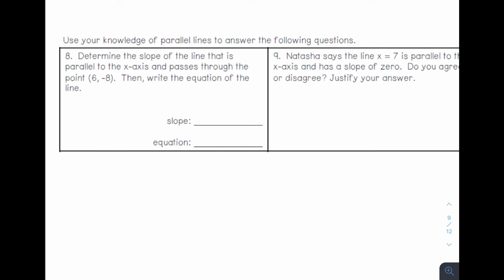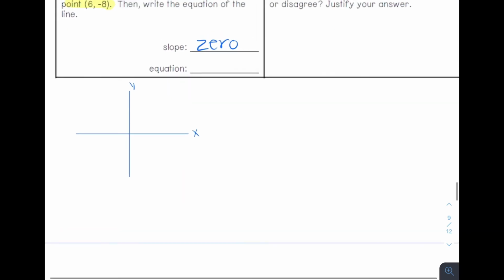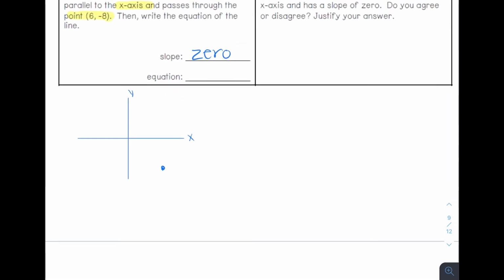Okay, it says use your knowledge of parallel lines to answer the following questions. Determine the slope of the line that is parallel to the x-axis and passes through the point 6, -8, and then write the equation of the line. Okay, so it says x-axis, and they give me a point. I'm going to go ahead and do a little graph here, just to be able to visualize it. So, if it's parallel to my x-axis, I know it'll be a horizontal line and will have a slope of 0. And if I go by graphing my point, which will be 6, -8, I will have my point somewhere around here. And I know my line has to be horizontal, so it'll be going across, and it's parallel to my x-axis.